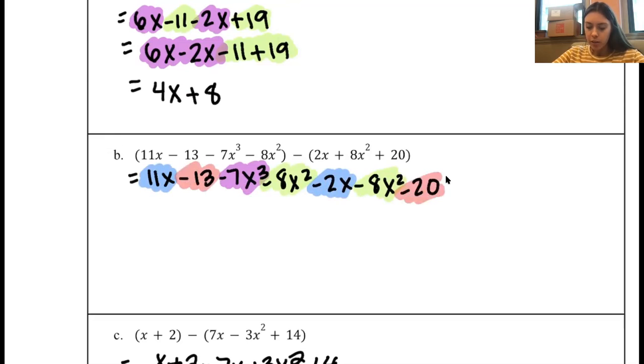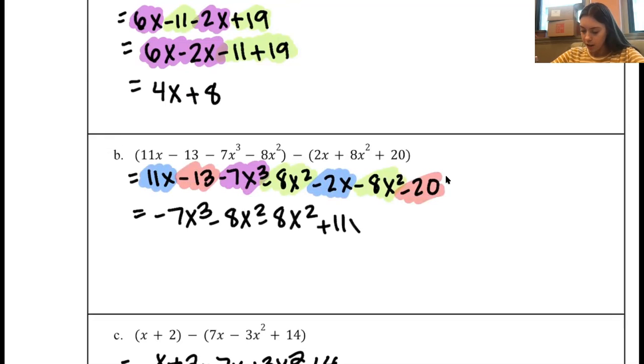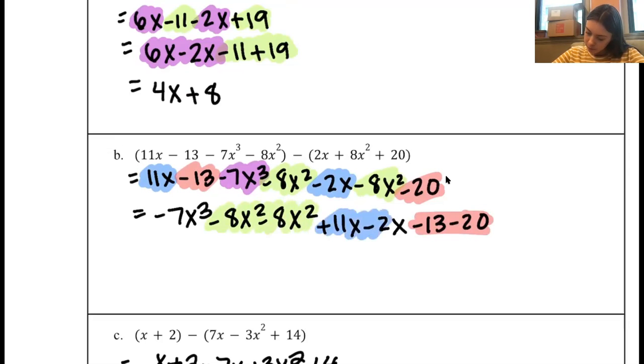And I'm going to rewrite this as negative 7x cubed minus 8x squared minus 8x squared plus 11x minus 2x minus 13 minus 20. So when you do this, make sure that you write the like term that appears first in the expression first. But the order that I just chose was the highest exponents to the lowest exponents. I'm just highlighting the like terms with the colors I'd used before.